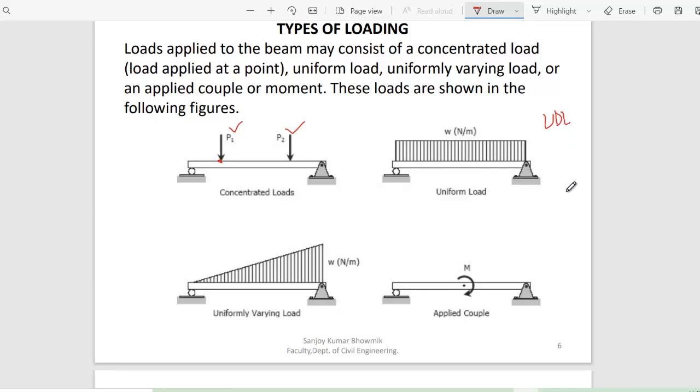UDL, maybe in basic mechanics you dealt with this kind of load, right? Uniformly distributed load, and then we have UVL, uniformly varying load. So the variation of the load is uniform with respect to the length. And we call it the applied couple.